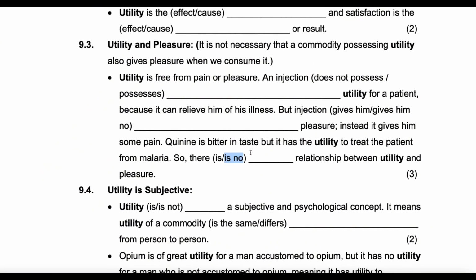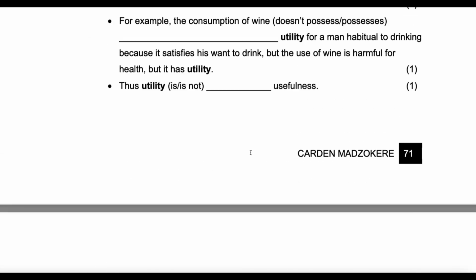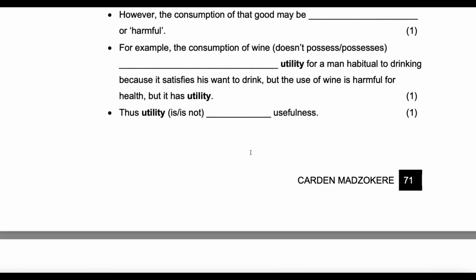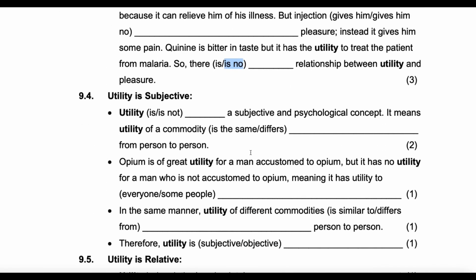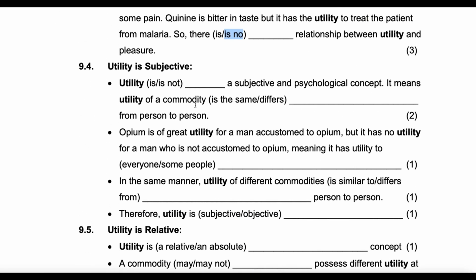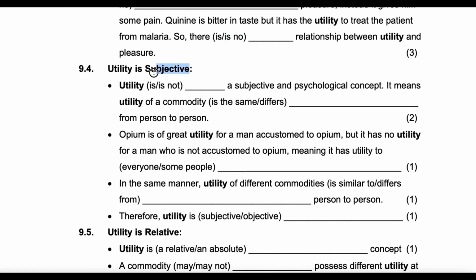So utility isn't pleasure. These are two separate things. Utility isn't satisfaction. And the first one was utility doesn't mean usefulness. Then the next one is something that we've been preaching the whole time. Utility is subjective, meaning it's not objective. So utility is a subjective and psychological concept.